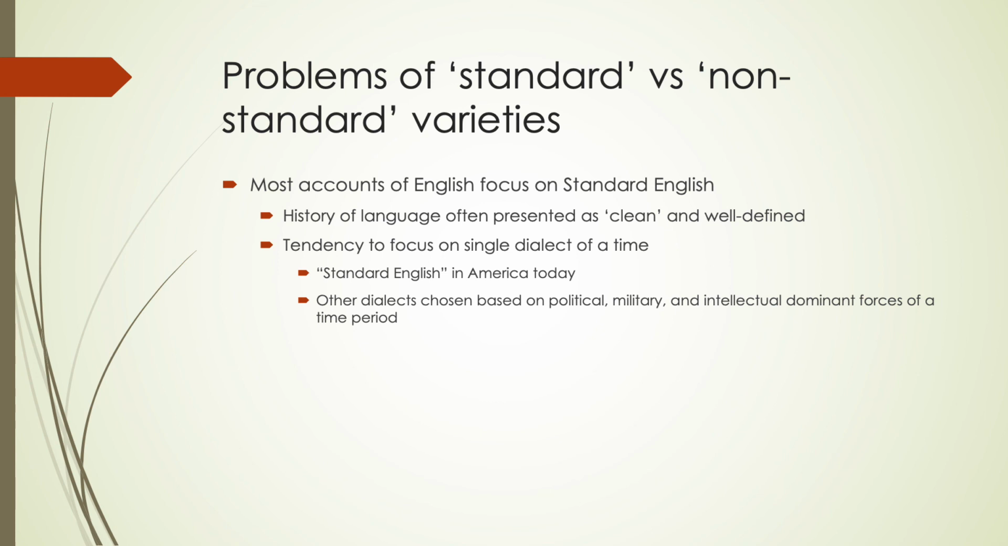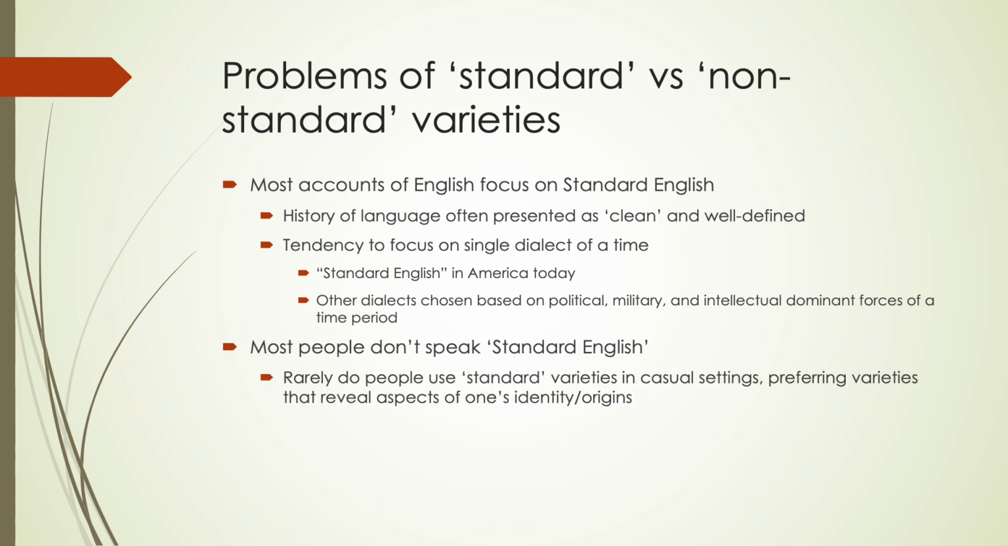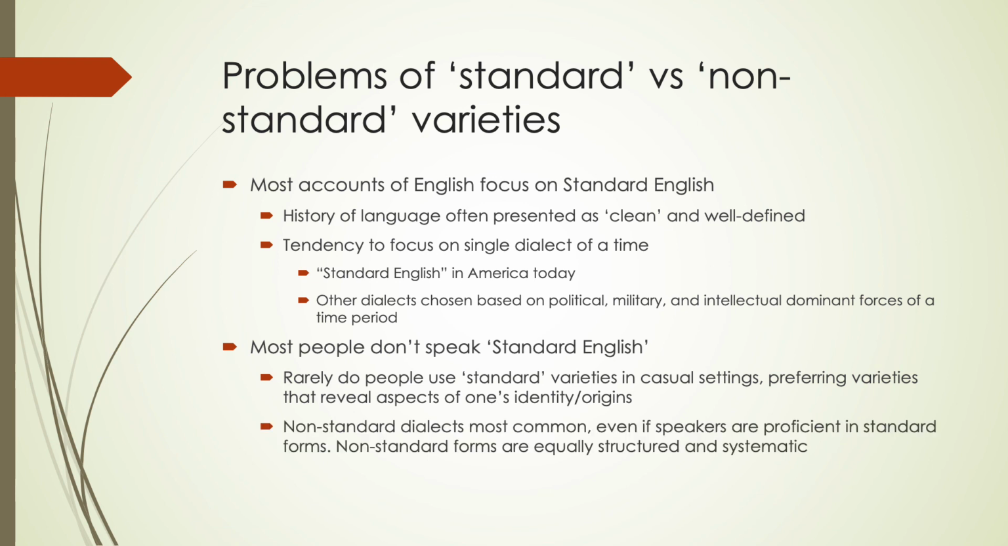So even though we tend to focus on standard English, most people don't usually speak standard English in their everyday lives. We tend to not use standard varieties in our everyday settings. We prefer things that reveal aspects of some of our identity, some of our origins. And so non-standard dialects are more common in how we speak every day, even if speakers are proficient in standard forms. So even though these non-standard forms are equally structured and systematic, we tend not to see them in writing as much as we see them in speech.